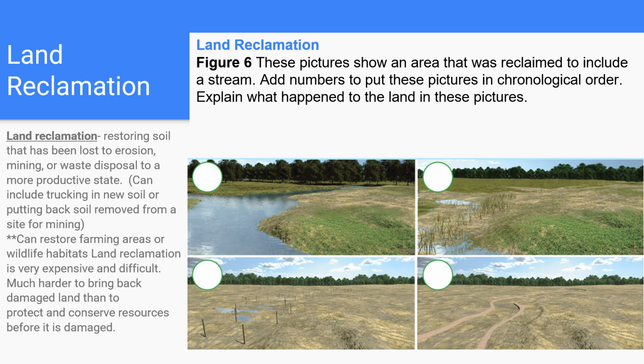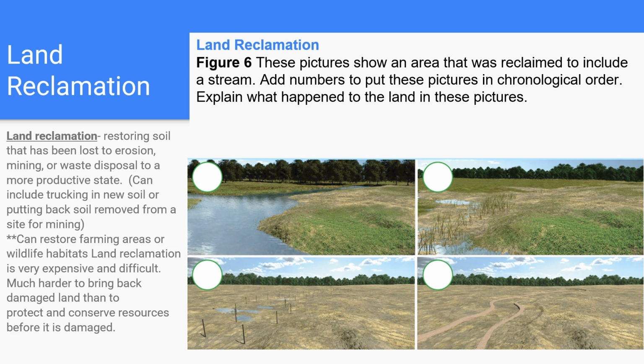Land reclamation. Land reclamation is restoring soil that has been lost to erosion, mining, or waste disposal to a more productive state. It can include trucking in new soil or putting back soil removed from a site for mining. This can restore farming areas or wildlife habitats. Land reclamation is very expensive and difficult. It's much harder to bring back damaged land than to protect and conserve resources before it is damaged.